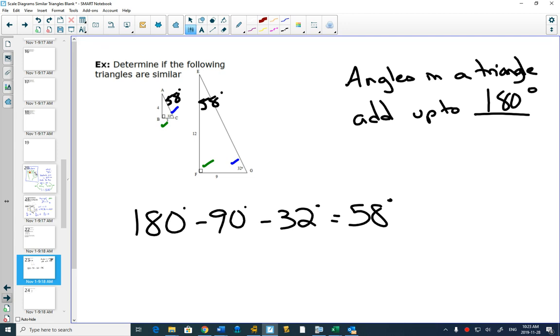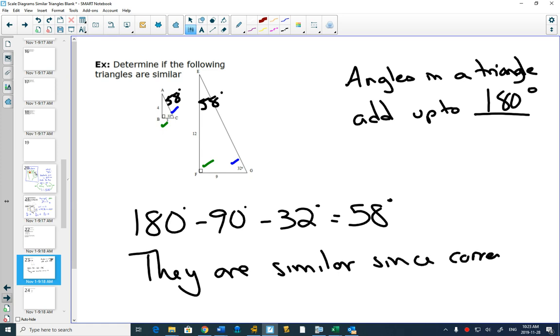So are they similar? Yes. If you can see that all the angles are the same, they are similar since corresponding angles are the same.